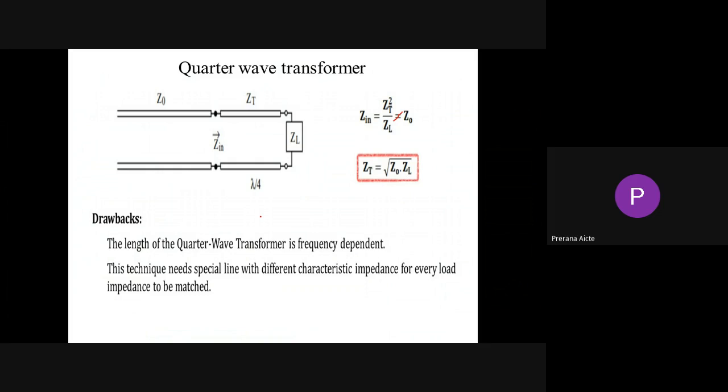Now, the drawback or the disadvantage of this quarter wave transformer is that it is frequency dependent. Now, this technique needs a special line with a different characteristic impedance for every load impedance to be matched. Because this quarter wave transformer is frequency dependent, the characteristic impedance is different for every load impedance to be matched.